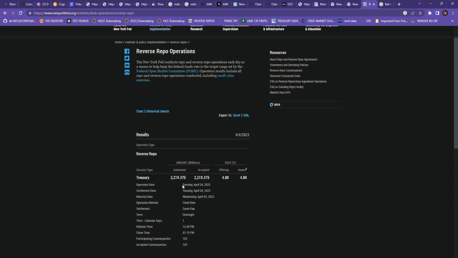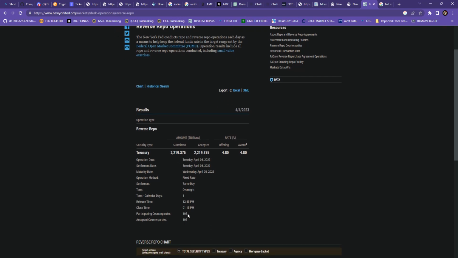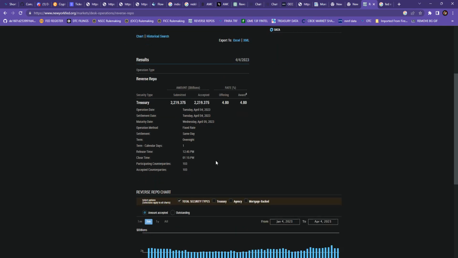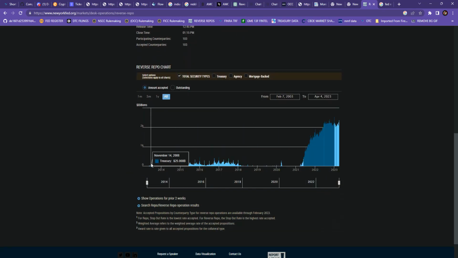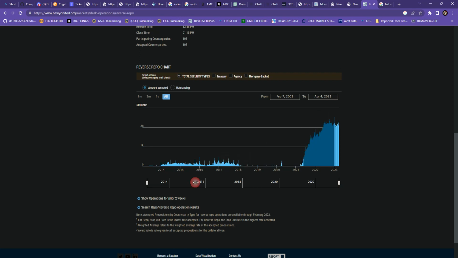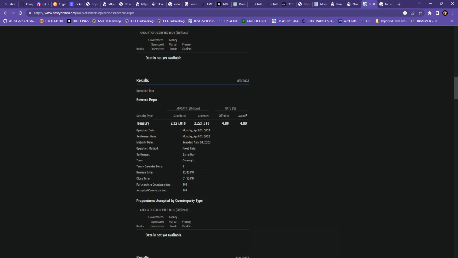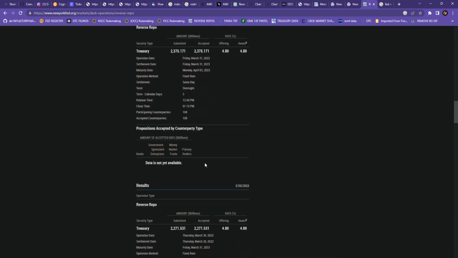$2,219,000,000,000 repo that was conducted, and this will be overnight. Participating counterparties were 103. Those are the amount of parties that came and utilized this repo window. And again, 2.2 trillion, still near higher than we've ever been in history. So if you look at the chart overall, this is since 2014 when they did their pilot. And then ever since 2021, when SLR expired, it just took off, and we've seen levels that have never been seen before in history.